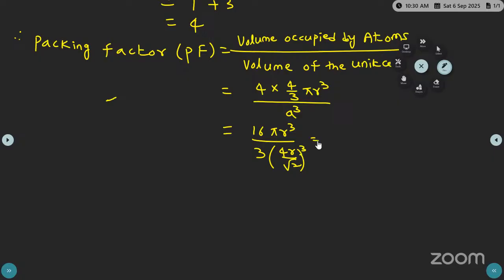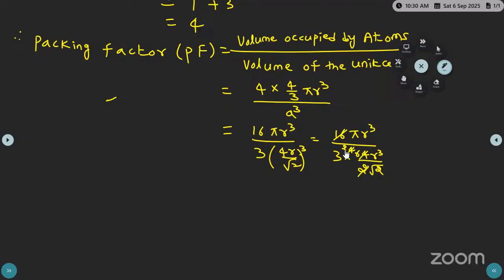Expanding, we get 16 into pi r cube divided by 3 into 4 cube, what is 4 cube? 64. So 3 into 64 r cube divided by 2 root 2. Root 2 multiplied 3 times gives root 2 into root 2 into root 2, root 2 into 2, root 2 into root 2 is 2, again root 2 is there, that is 2 root 2. Does anything get cancelled? 16 and 64 cancel, 2 and 2 cancel.